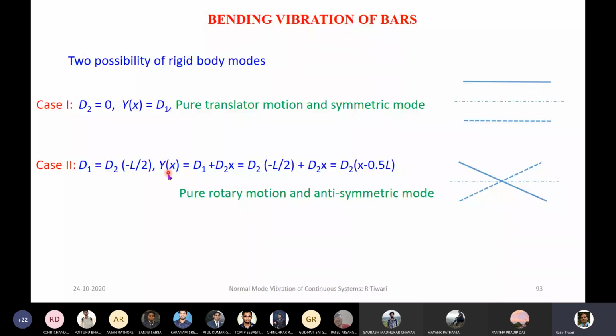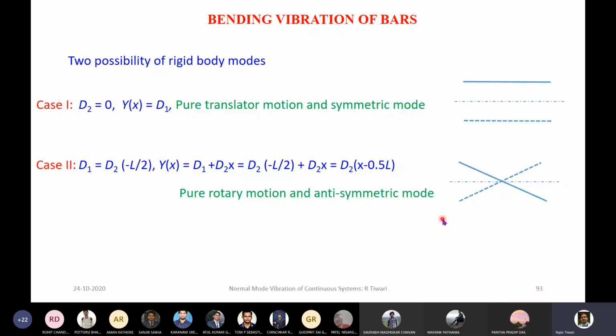Second case, let us take d1 as d2 times minus L by 2. If we put this, we'll get y(x) like this. And if we plot this, we'll get this motion or this motion. So you can see the beam is tilting about this point once it is occupying this position, and then the other extreme is going there.